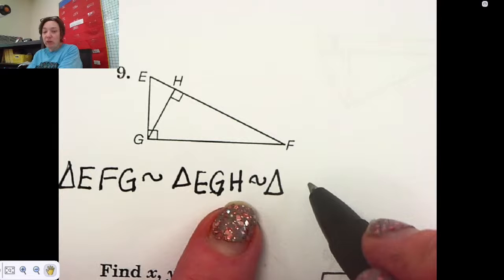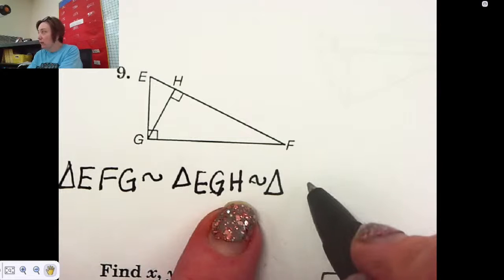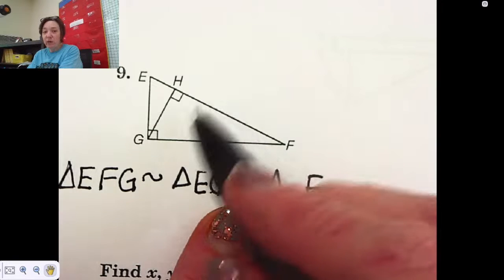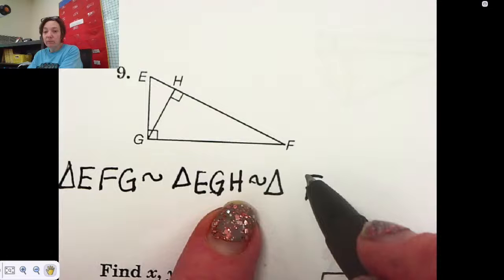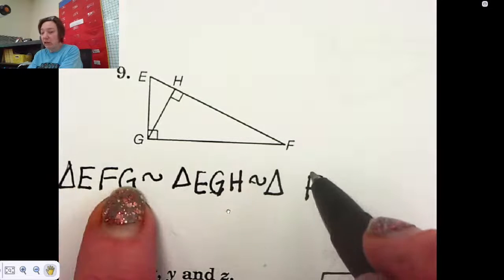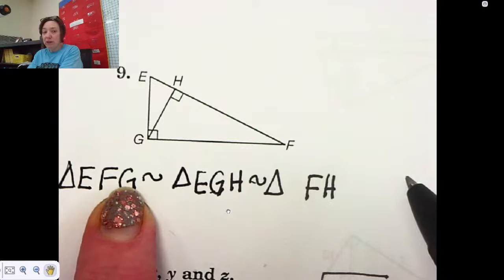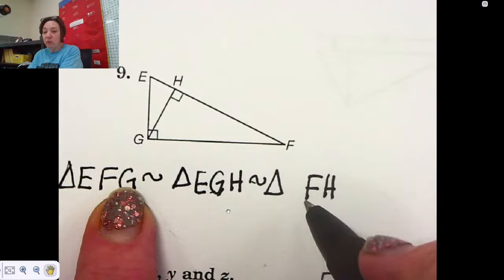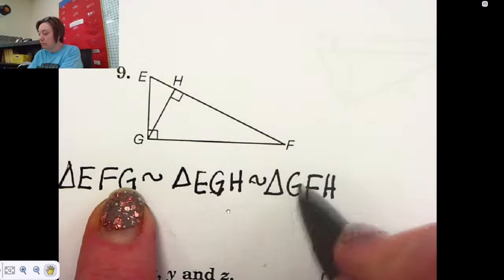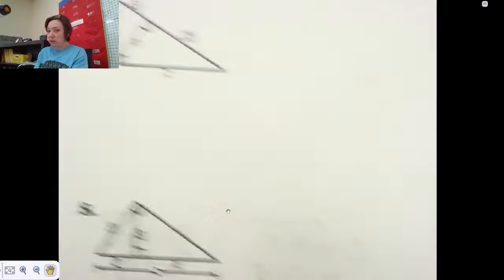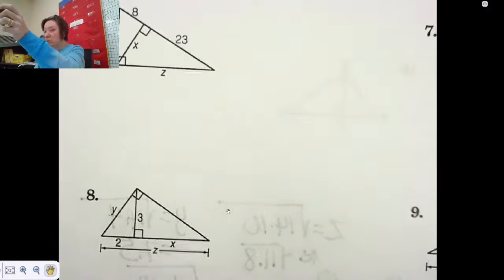Which angle do they share? The big one and the medium one. They share F, right? So F stays in the middle. What's the 90-degree angle for the medium one? H. And G's the 90-degree angle for the big one, so H goes here, right? And then what is the other angle for the medium one? G. And that's it.